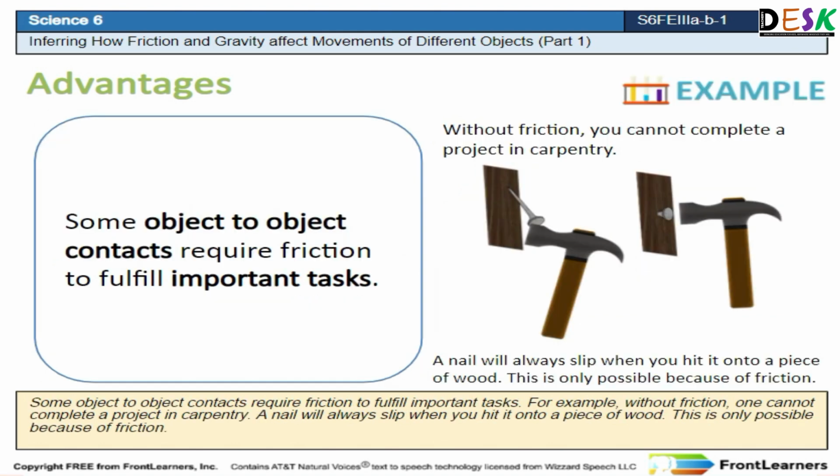Some object-to-object contacts require friction to fulfill important tasks. For example, without friction, one cannot complete a project in carpentry. A nail will always slip when you hit it onto a piece of wood. This is only possible because of friction.